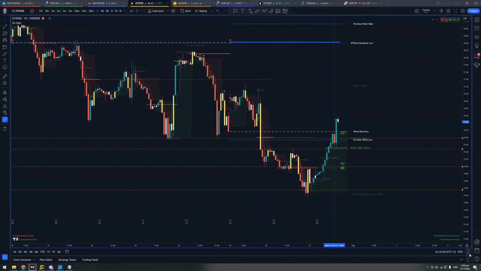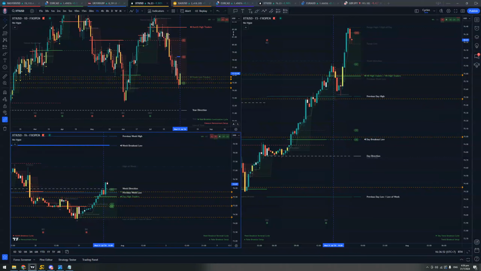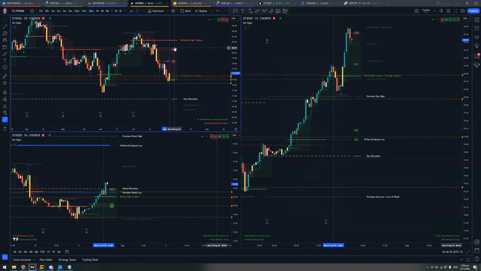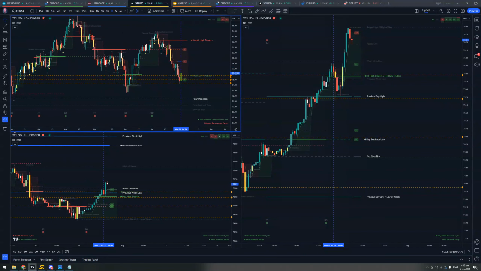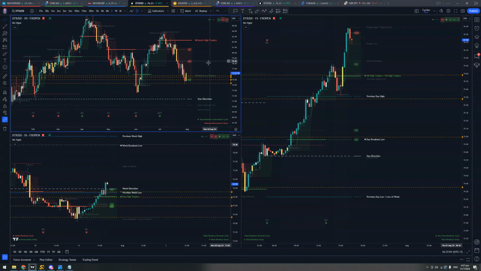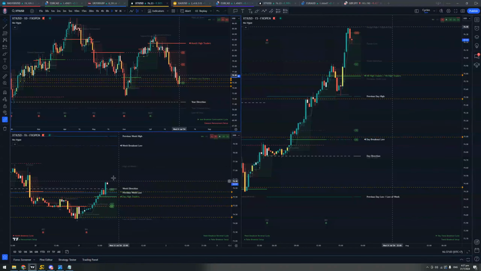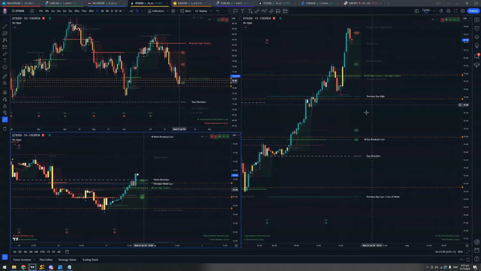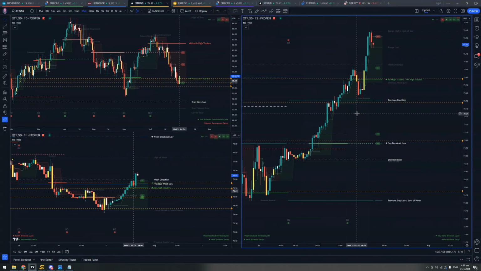However, I was unsure because of the higher time frames pushing down. We also have previous month high. So I wasn't 100% sure about this, so I needed a bit more information coming into the session at 2 p.m.